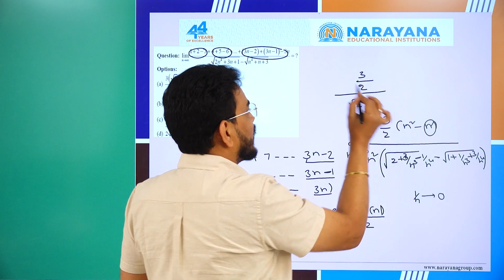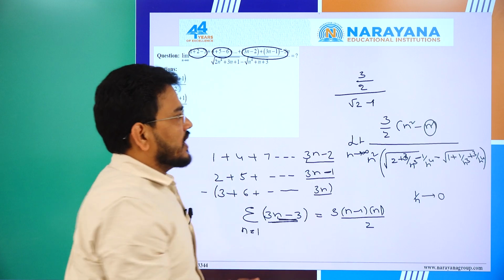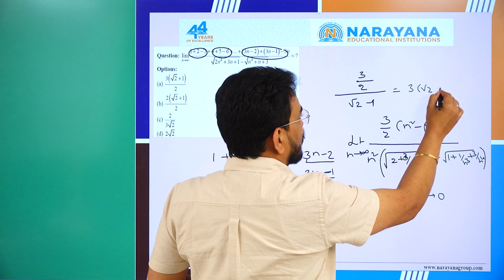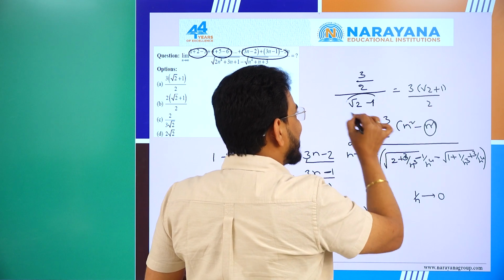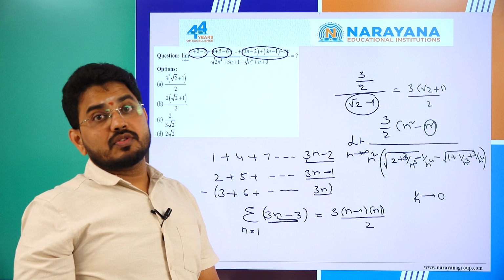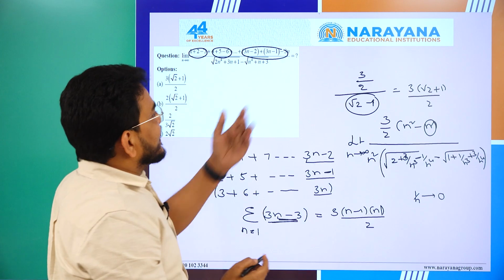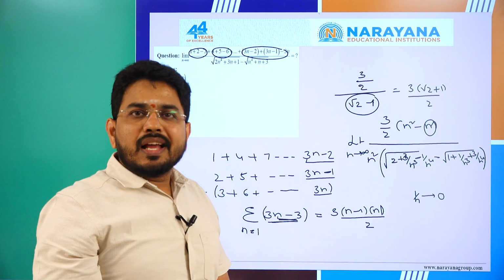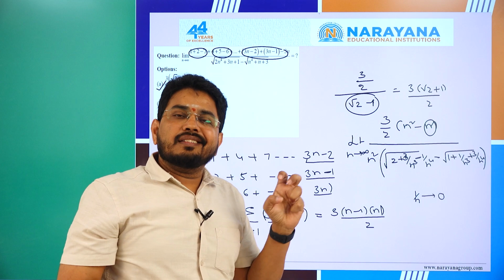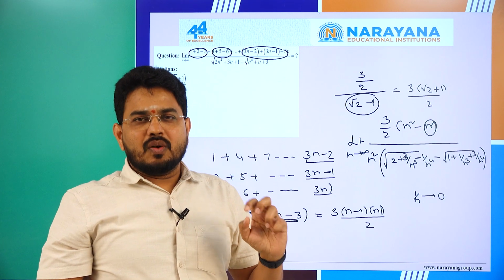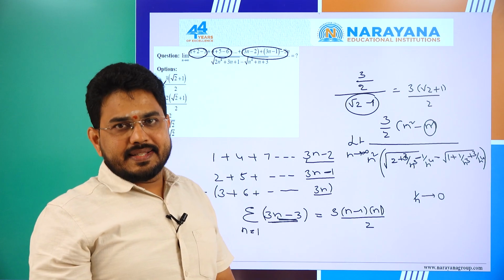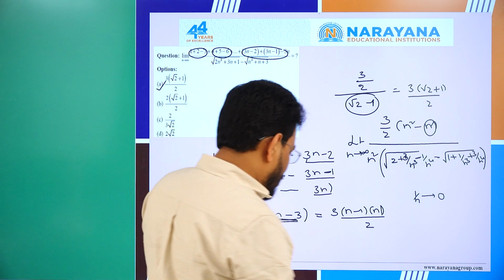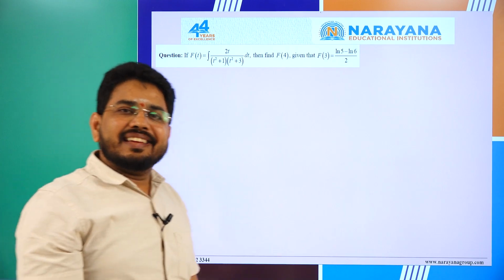here it is root 2 minus 1. On simplification, you will be getting 3 into root 2 plus 1 by 2, because the rationalizing factor of root 2 minus 1 is root 2 plus 1. So the answer is 3 times of root 2 plus 1 by 2. This is the answer. So this is also another simple question one should not miss out in the examination. Right? Moving to the next question, indefinite integration.